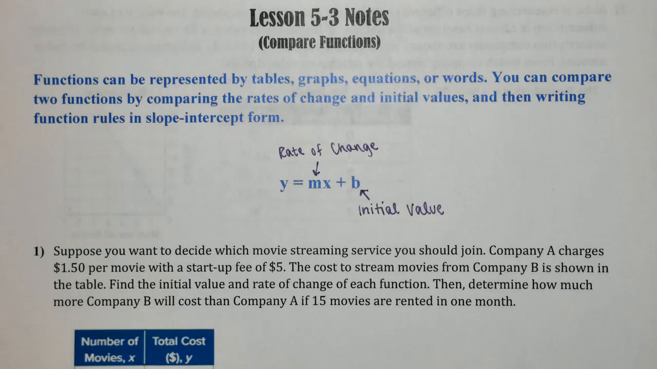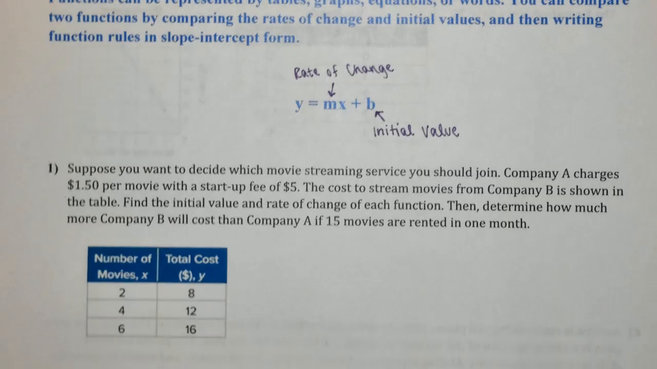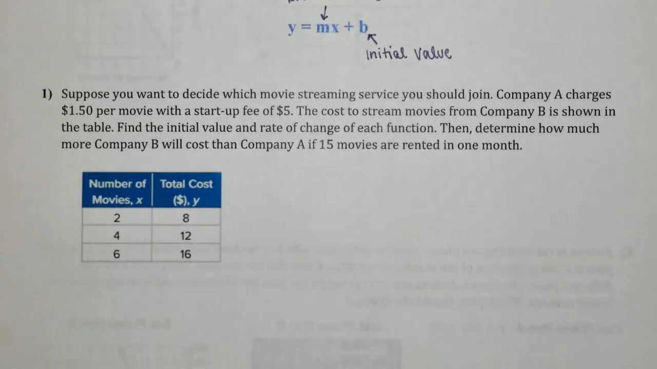Number 1, we're just going to get started. It says, suppose you want to decide which movie streaming service you should join. Company A charges $1.50 per movie with a startup fee of $5. The cost to stream movies from Company B is shown in the table.